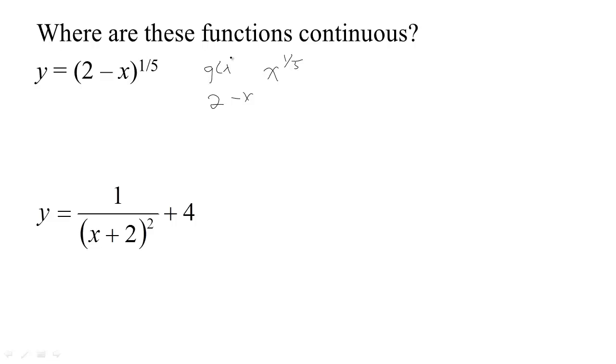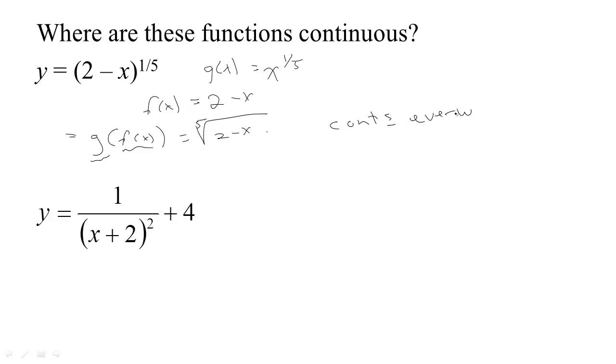So you think this is our outside function, and our inside function is 2 minus x, then this function is really just g of f of x. The g just takes the fifth root of whatever you give it. So since the inside function is continuous and the outside function is continuous, that has to be continuous. So this is continuous everywhere.